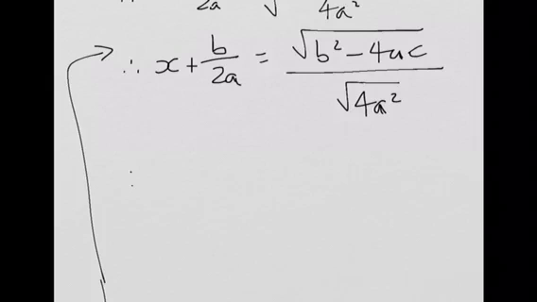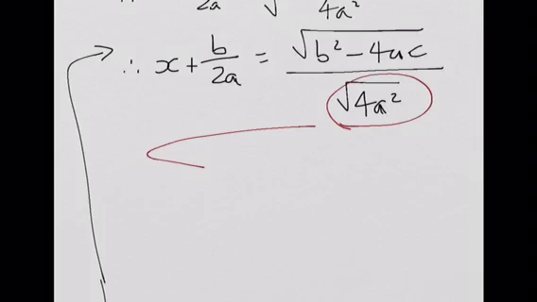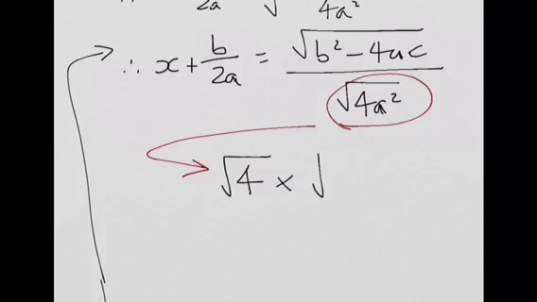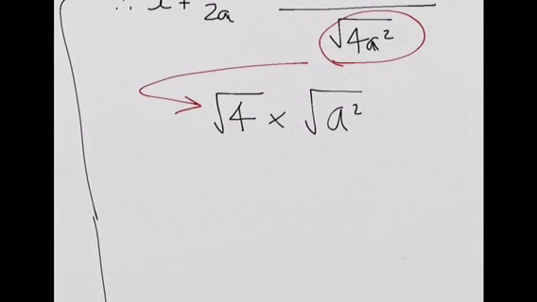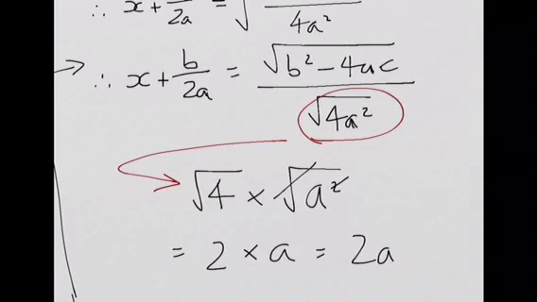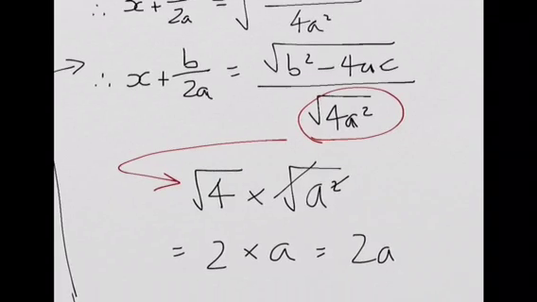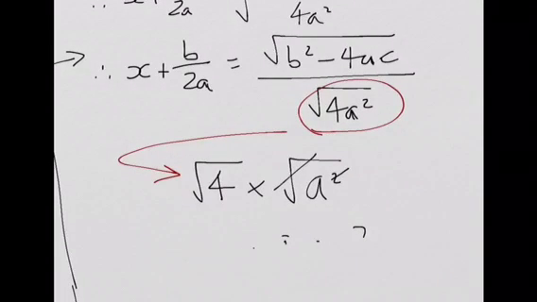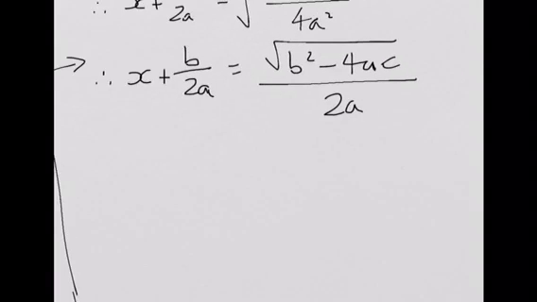Now, let's just put a side note in here. The denominator here, the square root of 4a squared, can be broken into two square roots, so that'll be the square root of 4 times the square root of a squared, and the square root of 4 is 2, and the square root of a squared, well, they just cancel each other out, equals a, so that's 2 times a, or 2a. So that means that our whole right hand side here is actually over 2a rather than the square root of 4a squared. Okay, so to save time, I just replaced it.